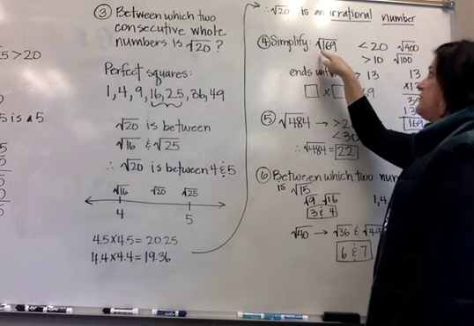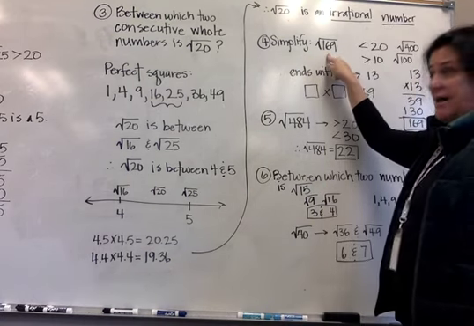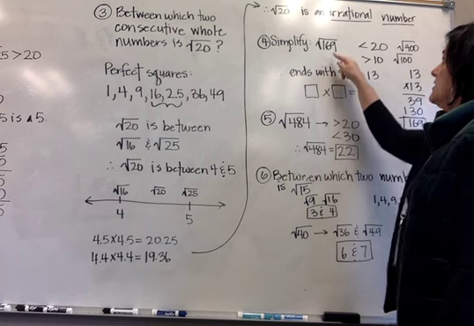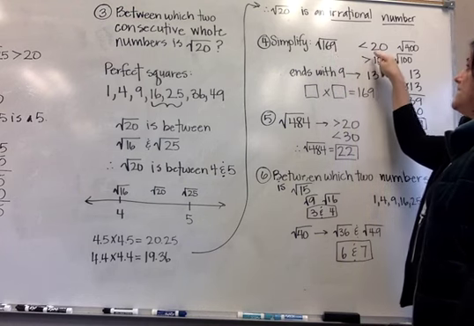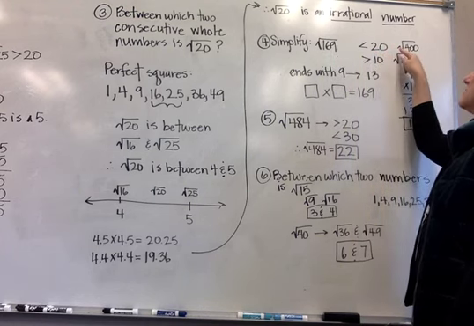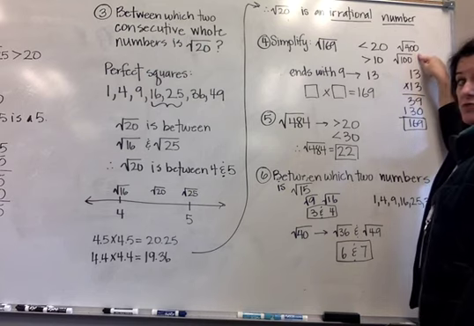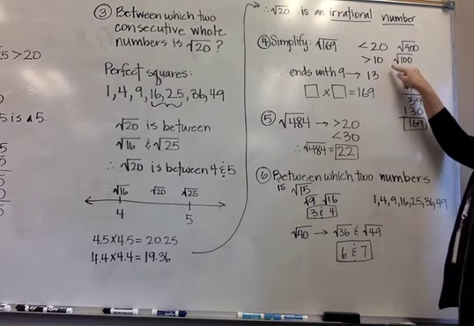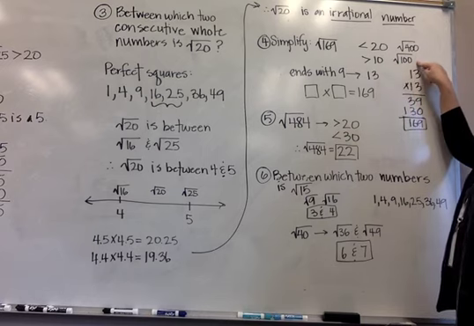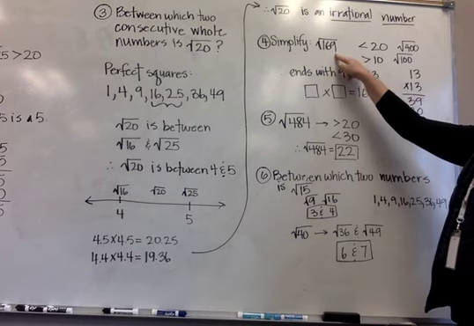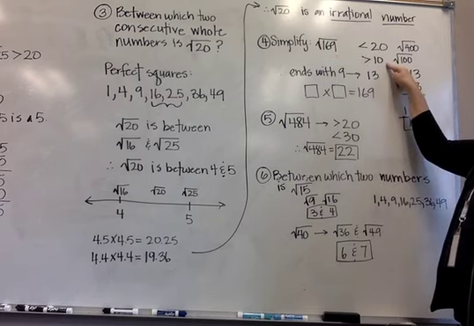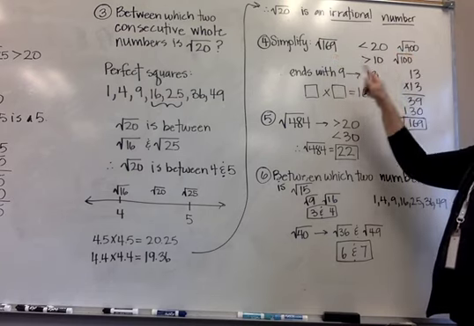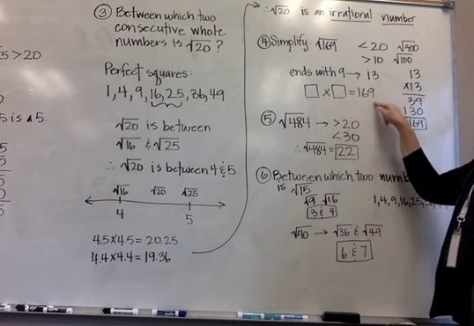Number 4 says simplify the square root of 169. Again, the square root of 169 must be less than 20 because 20 is the square root of 400. But it must be greater than 10 because 10 is the square root of 100. So 169 ends with a 9, and it has to be between 10 and 20.